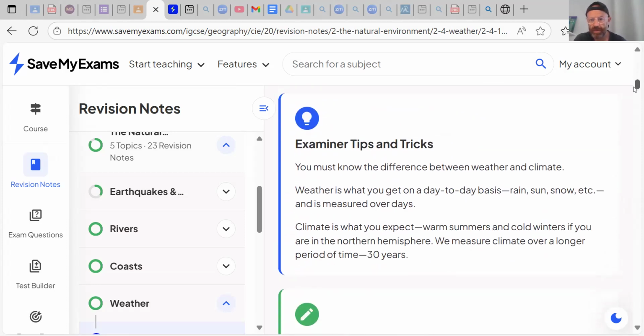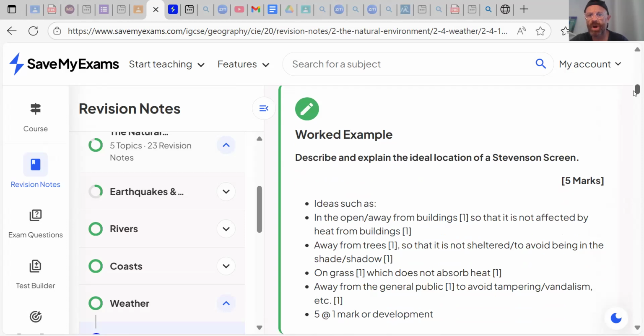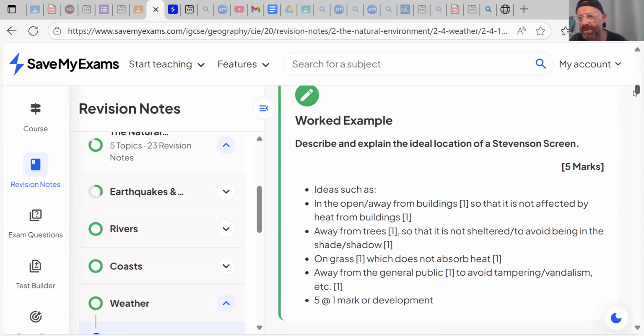Examiner's trick and tip. You must know the difference between weather and climate. Weather is the daily atmospheric conditions. Climate is the long-term trend, minimum 30 years, okay? Very important, very important.